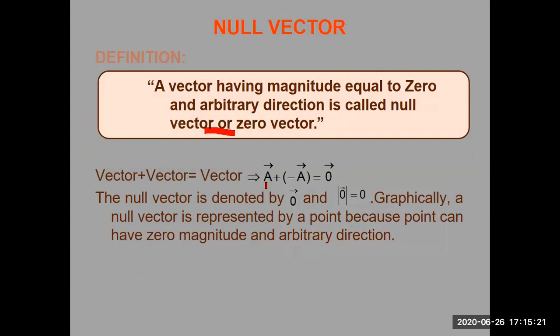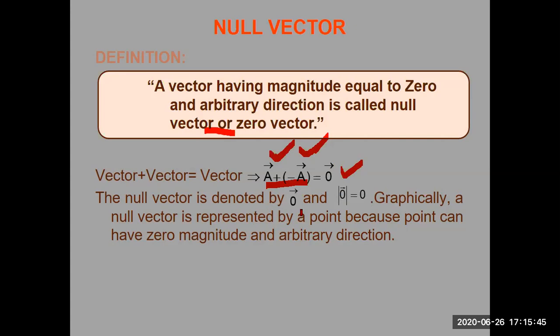When does it happen? When we add two vectors which have the same magnitude but are opposite in direction. So if one vector is a, the other vector is minus a. When we add these two vectors, the directions are different, and the resultant you get is 0. The magnitude of 0 is 0.